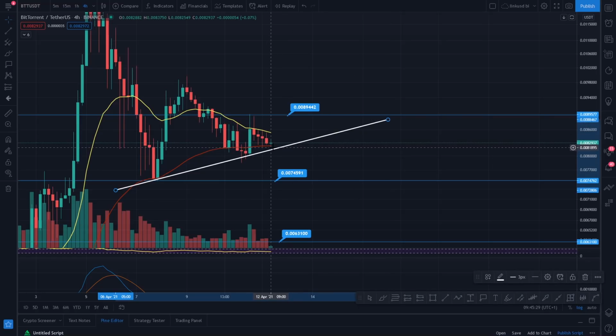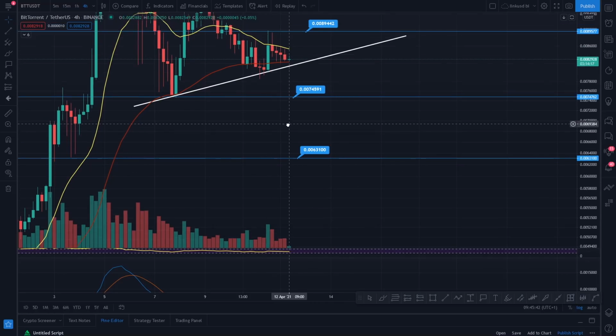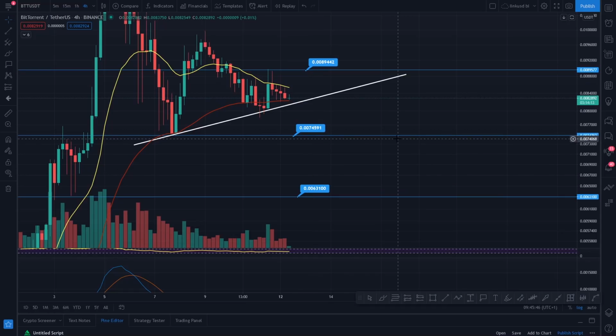If you start falling out of the 55 on the 4 hour, you are going to start rolling over and potentially losing this low, which is at 0.0074591. You lose that low, then you are looking at a larger correction down to that level there, which is the daily 20 EMA, the yellow line there on the daily time frame.